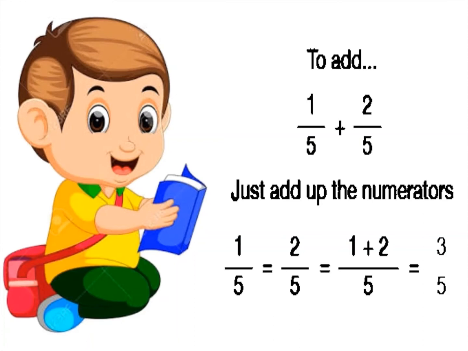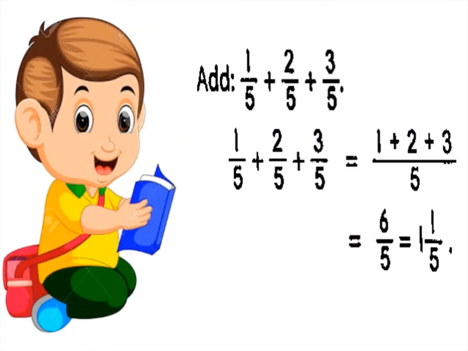And the numerators are 1 and 2. 1 and 2 is equal to 3. And the denominator will be copied. So we will get the fraction 3 upon 5. That is the correct answer.